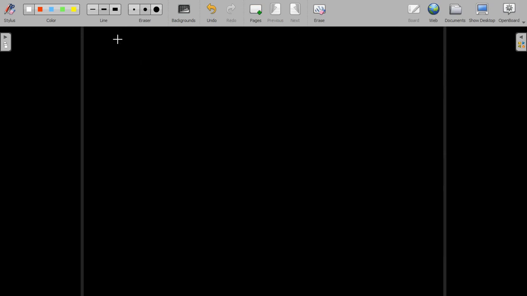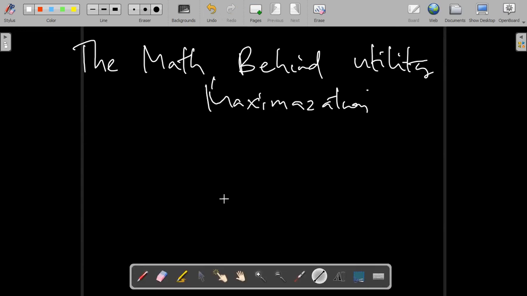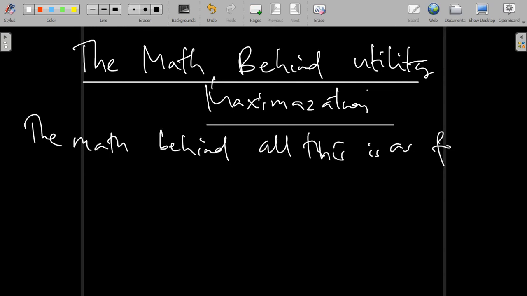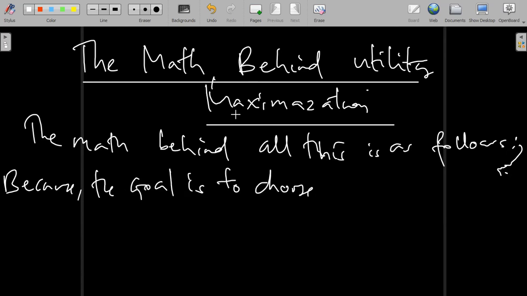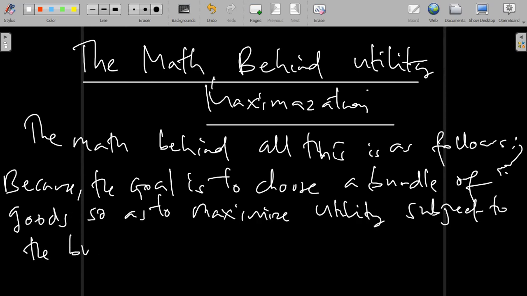So after that, let's go to the math behind utility maximization. You need to understand that the goal in applying the mathematics of utility maximization is to choose a bundle of goods so as to maximize utility subject to the budget constraint. This can be written as the maximization of utility.